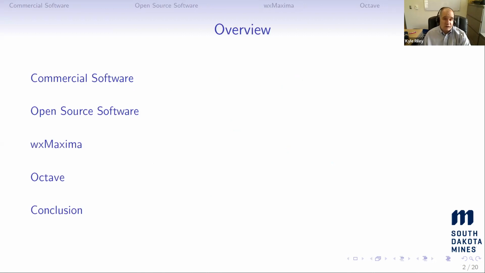So we'll talk a little bit about commercial stuff that people are probably used to. Then we'll talk about some choices and what's out there for open source software. A few items, I'm not going to get an exhaustive list. There's a lot out there. And then I'm going to do a couple of illustrations, one with WX Maxima and another one with Octave. And then we'll wrap things up from there.